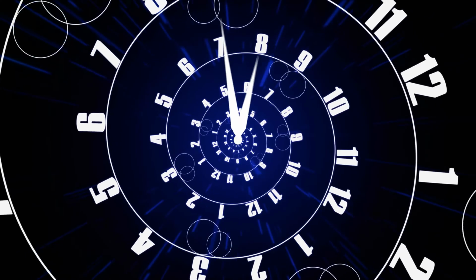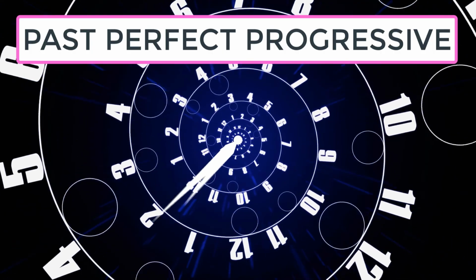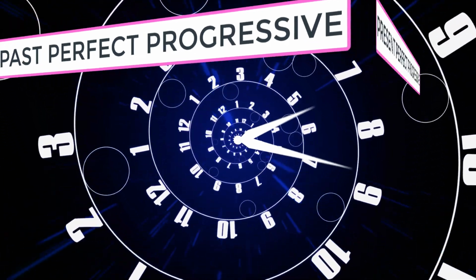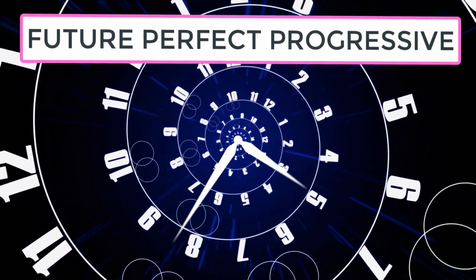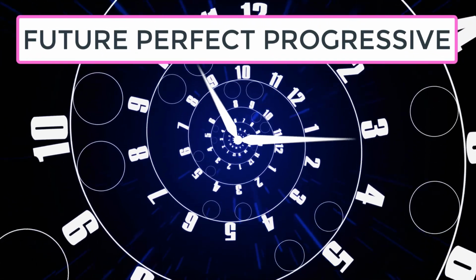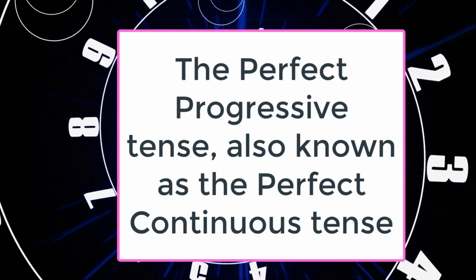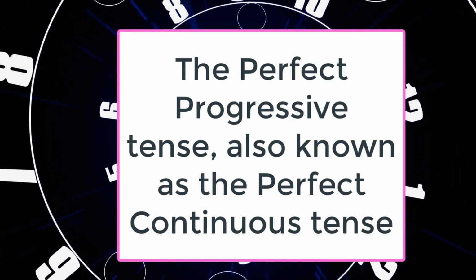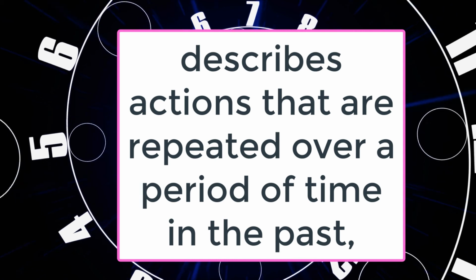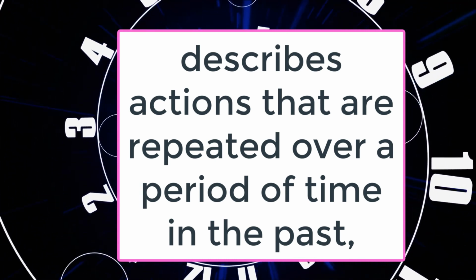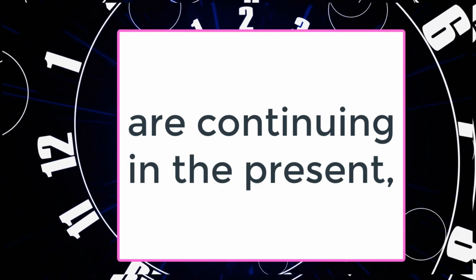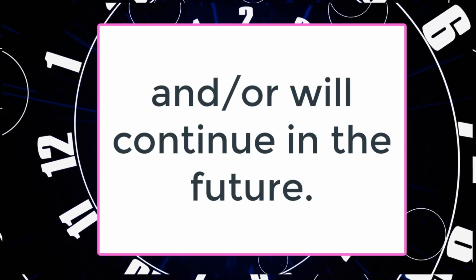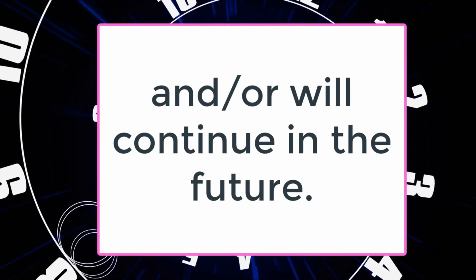To summarize, the perfect progressive tenses include the past perfect progressive, the present perfect progressive, and the future perfect progressive. The perfect progressive tense, also known as the perfect continuous tense, describes actions that are repeated over a period of time in the past, are continuing in the present, and/or will continue in the future.